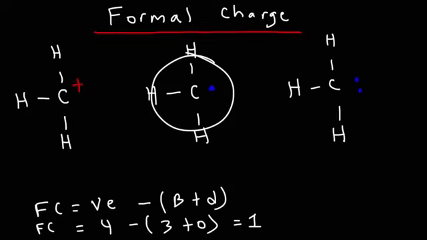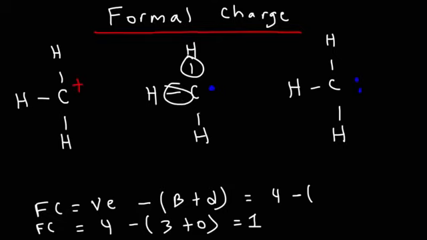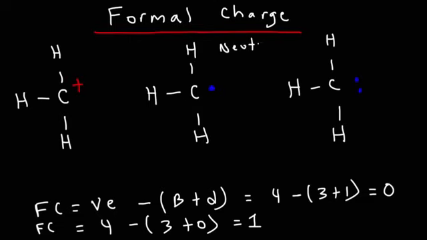Now moving on to the next one, it's going to be 4 valence electrons minus 3 bonds and 1 dot. So we got 3 bonds, 1 dot. That's 4 minus 4, so that's 0. So this one is neutral. It doesn't have a charge.